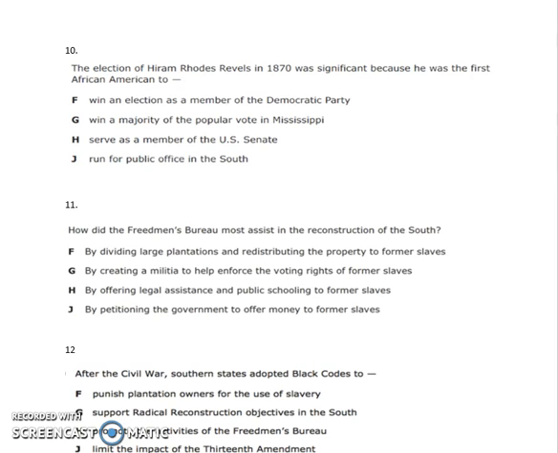Number 11. How did the Freedmen's Bureau most assist in the Reconstruction of the South? F. By dividing large plantations and redistributing the property to former slaves. G. By creating a militia to help enforce the voting rights of former slaves. H. By offering legal assistance and public schooling to former slaves. Or J. By petitioning the government to offer money to former slaves.